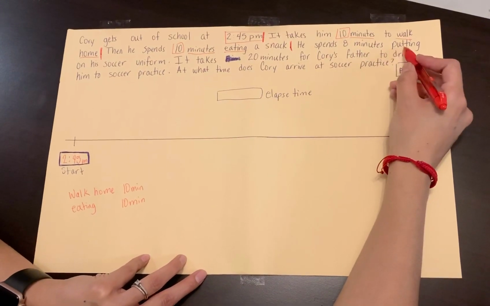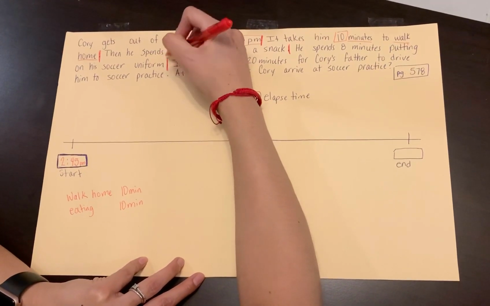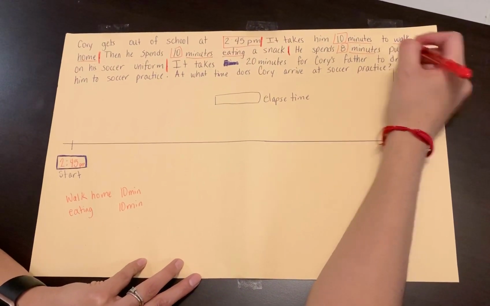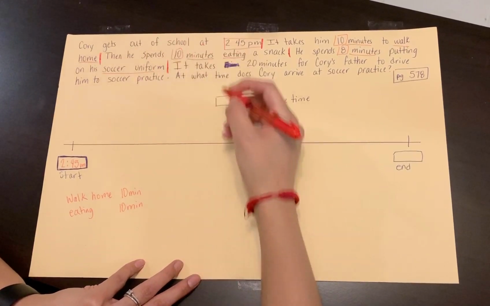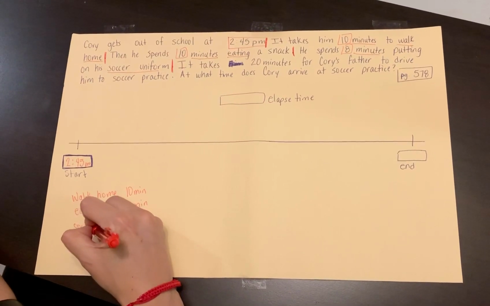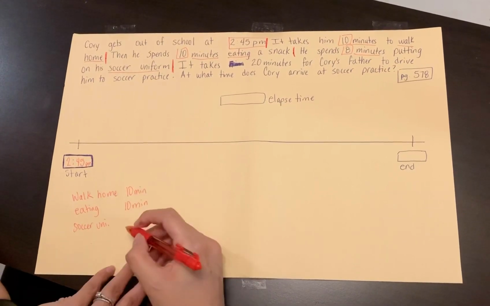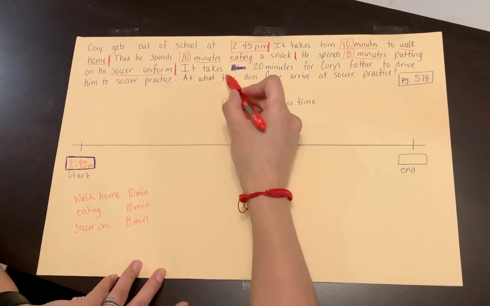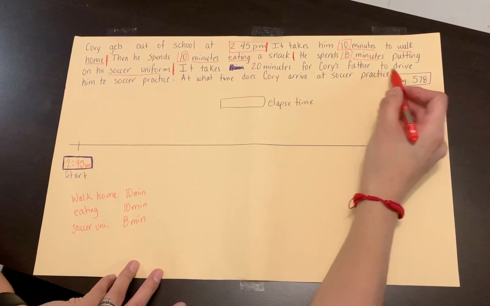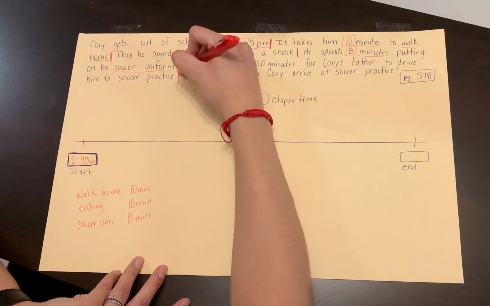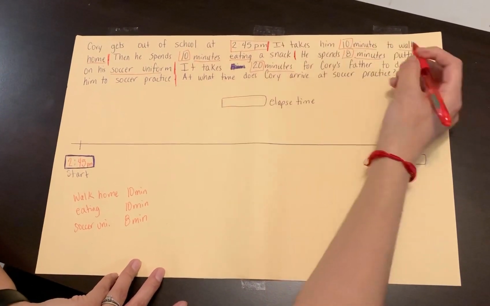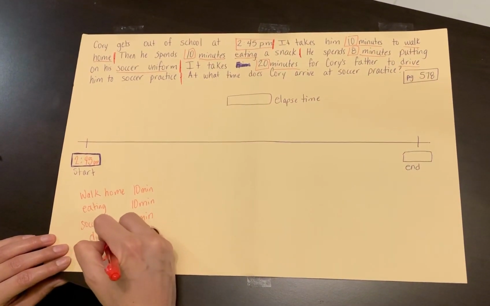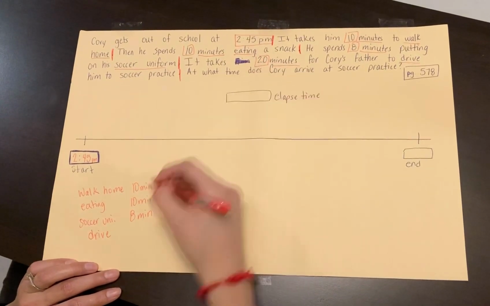He spends 8 minutes putting on his soccer uniform. So I'm going to take out 8 minutes and putting on his soccer uniform. So I'm going to underline soccer uniform. I'm just going to put uni, 8 minutes. It takes 20 minutes for Corey's father to drive him to soccer practice. So now I need the 20 minutes it takes his father to drive to the soccer practice. So the driving time, drive, would be 20 minutes.